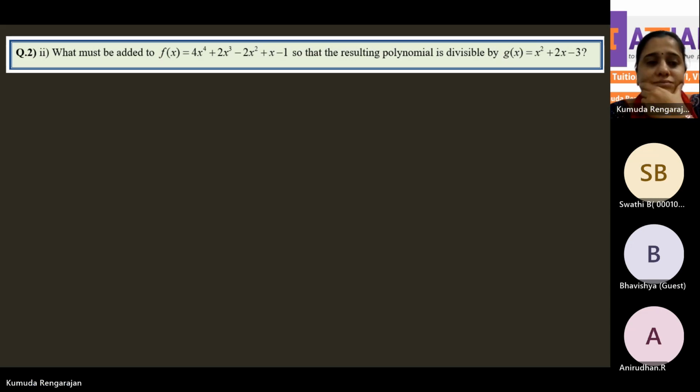Now, what must be added to f of x so that the resulting polynomial is divisible by g of x? What should be added to f of x so that the resulting polynomial is divisible by g of x? So that means f of x is not divisible by g of x.